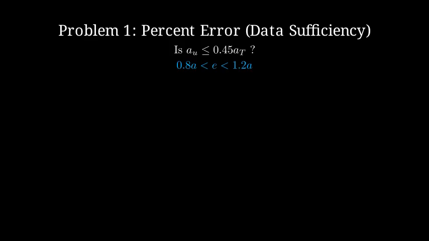First, translate the error formula. If the error is less than 20%, then the estimate is between 80% and 120% of the actual. That gives the inequality: 0.8 times actual is less than estimate, which is less than 1.2 times actual. We can solve for the actual value in terms of the estimate.